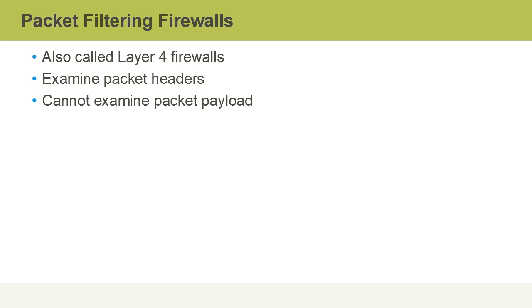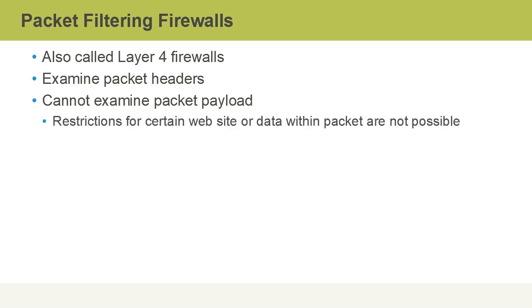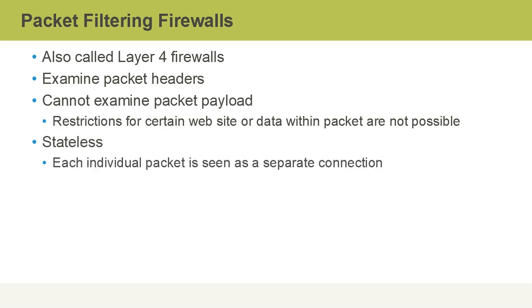It can't look at the actual data, such as a specific URL that the user is connecting to or a specific HTTP GET request. So therefore, there are restrictions for certain websites or data within packets that are simply not possible with packet filtering firewalls. Packet filtering firewalls can be stateless, where each individual packet is seen as a separate connection. Also, a packet filtering firewall might be stateful, where it tracks packets within a session.